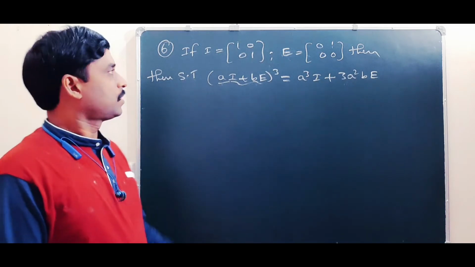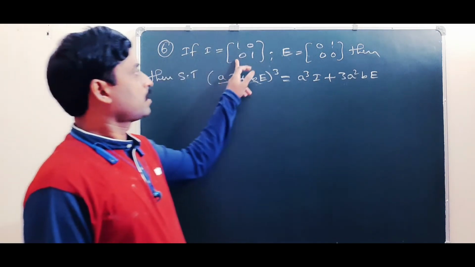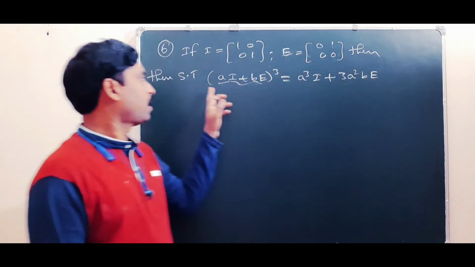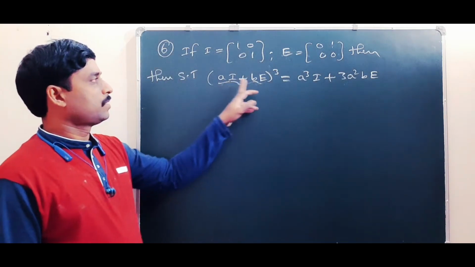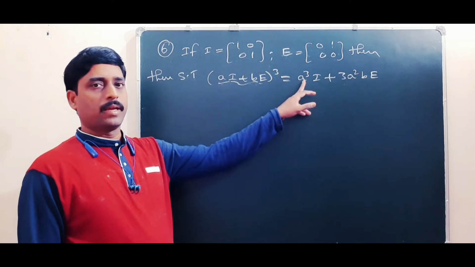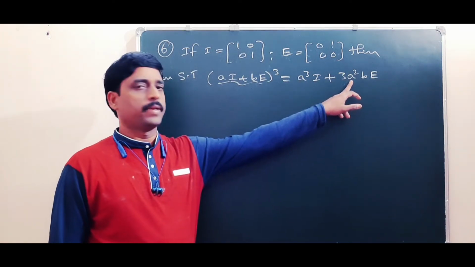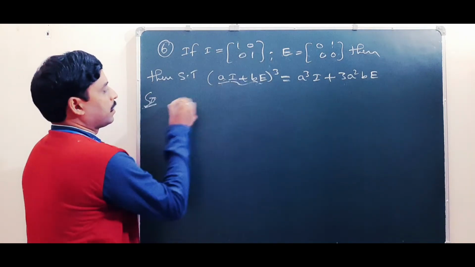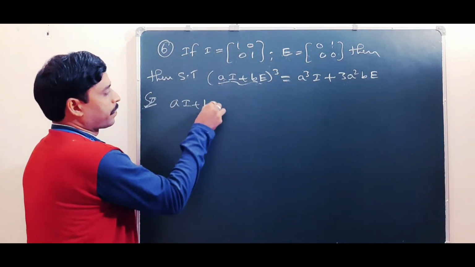Okay, moving to the next question. In the statement, I is the unit matrix and E is given as 0, 1, 0, 0. We have to show that (AI plus BE) whole cube equals A cube I plus 3A square BE. First we have to find the AI plus BE value.